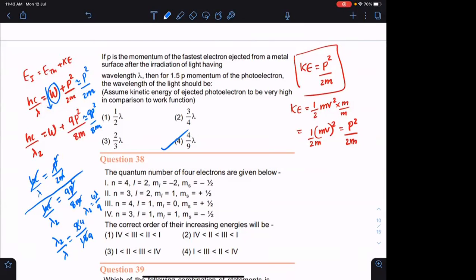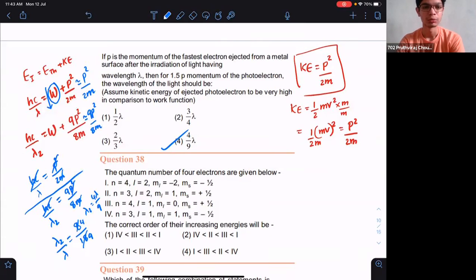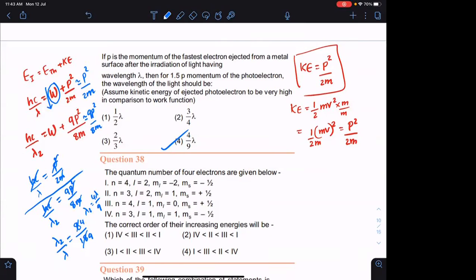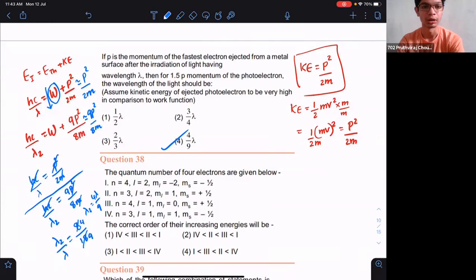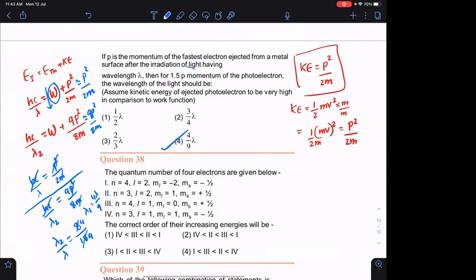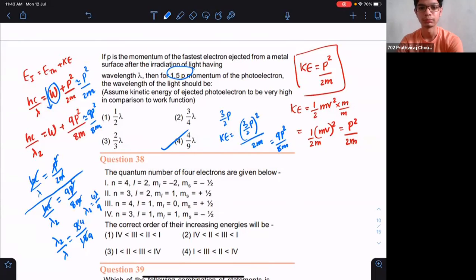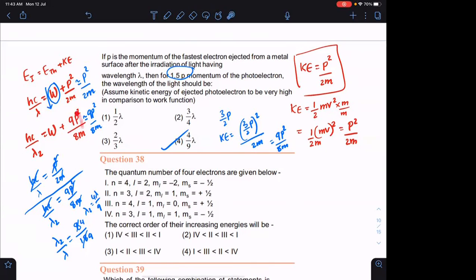Any doubt? Yeah, tell me, Prithviraj. 9p² upon 8m कैसे है बच्चे? Second time, दूसरी बार काइनेटिक मोमेंटम कितना हुआ? 1.5p ना? 1.5p मतलब 3/2 p. काइनेटिक एनर्जी का फॉर्मूला क्या है? p² upon 2m, 3/2 p whole square upon 2m, which is equal to 9p² upon 8m. समझा? ओके, और जो मोमेंटम 1.5p हुआ, डायरेक्टली सब्स्टिट्यूट किया मैंने.